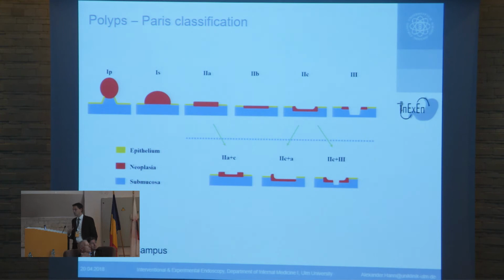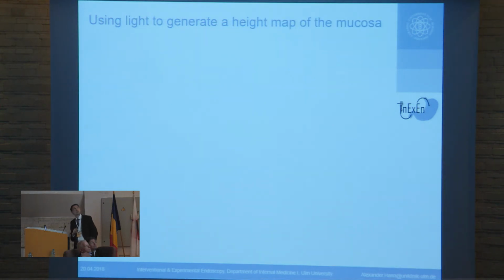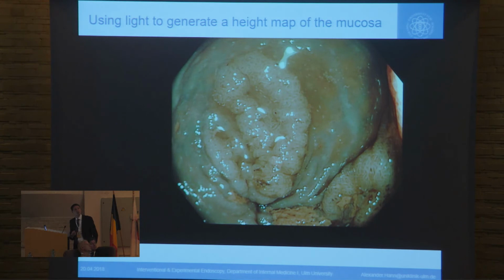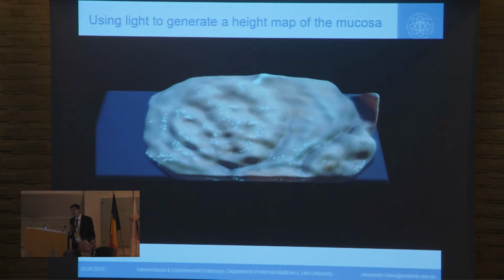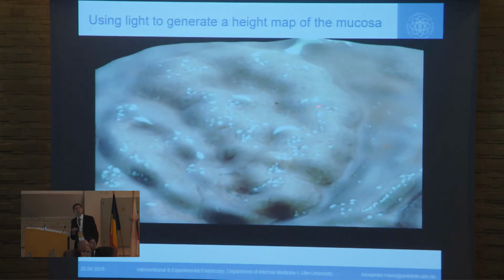So we are thinking about how to generate 3D pictures just using one camera. And this might help to better classify polyps in the Paris classification. Like when you have a Paris 2A plus C polyp here, sometimes it's difficult to describe. So what we did is we were using the light intensity of the image to generate a 3D image of the mucosa. So the brighter the colors, the higher the texture. So this is a polyp here, and you can see this is real time also. You just press a button and you can generate a 3D surface of the mucosa.